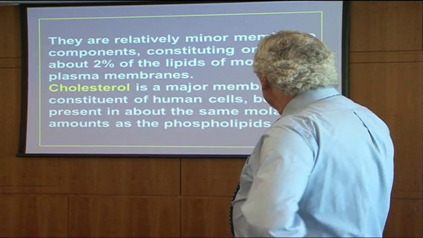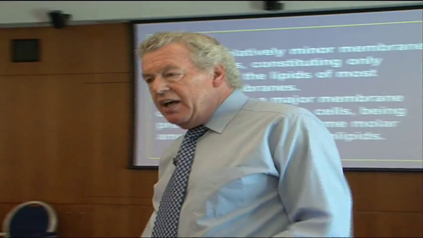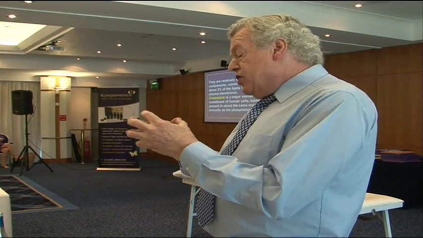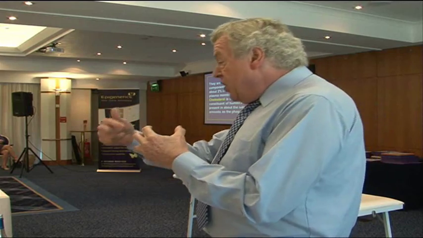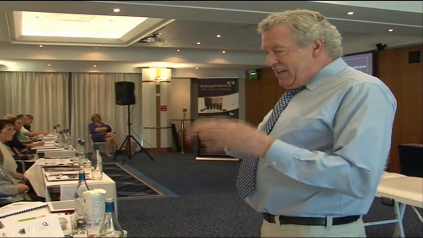So cholesterol is a major membrane constituent of human cells, being present in the same amount as the phospholipids. Now, this is amazing, isn't it? So it gives the turgidity, is the right word. It gives the sort of intrinsic strength to the cell membranes. So for every molecule of phospholipid, you've got a molecule of cholesterol in there, and it holds the whole thing together. If you didn't, you'd be like an amoeba cell, and we'd be all jelly-like. Okay. So what holds us together in our cell membranes is cholesterol.